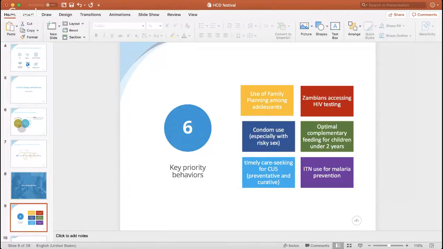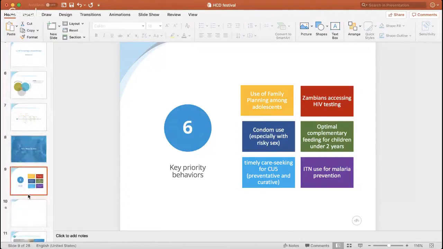So for these key priority behaviors, we first started doing a formative research that took place in four different provinces in Zambia.